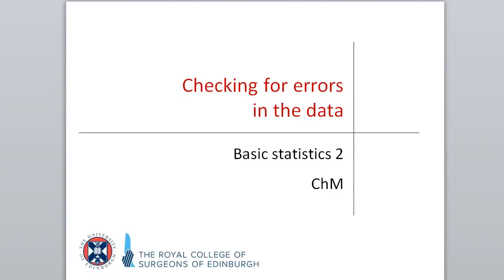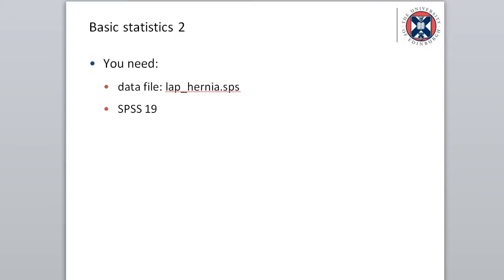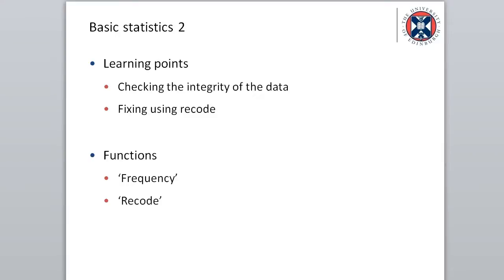In this one we will be checking the data that you have already loaded into SPSS for errors. You will need the file that you saved at the end of the last session called lap_hernia.sps, and that should be on your University of Edinburgh account drive. You will also need SPSS 19, the software.